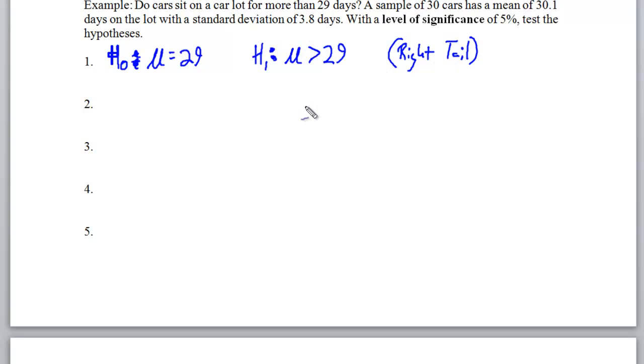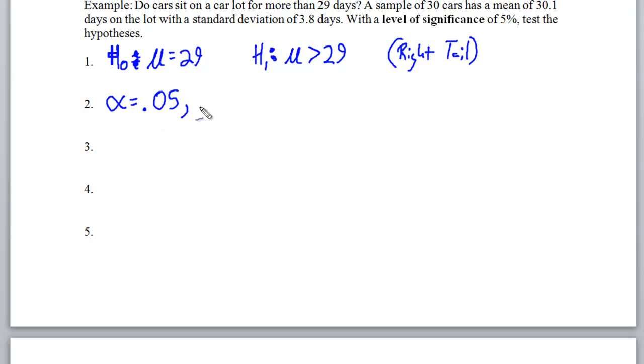It's a right tail test because we're looking for greater than. Now, the second piece of the puzzle is to figure out our critical value, and we have to take a look at our alpha. In this case, we wanted a level of significance of 5%, which means we have a 5% chance of making a type 1 error, and that is our alpha. Our alpha is either going to be 10% or 0.10, 5% or 0.05, or 1% or 0.01.